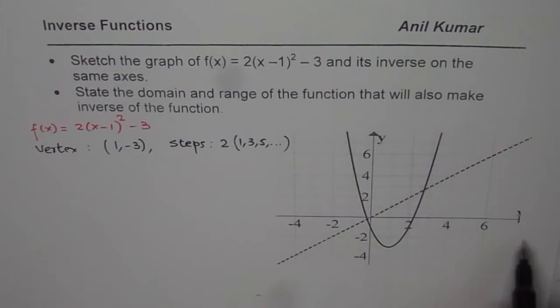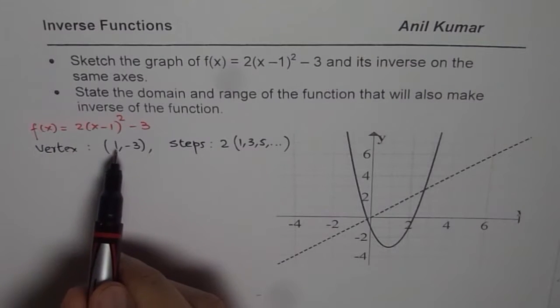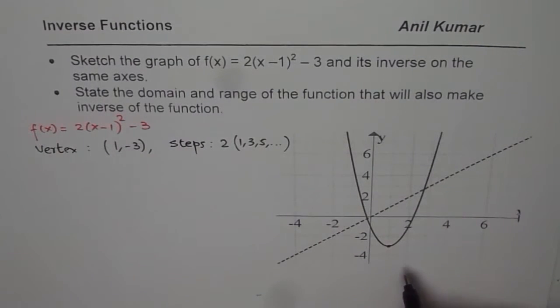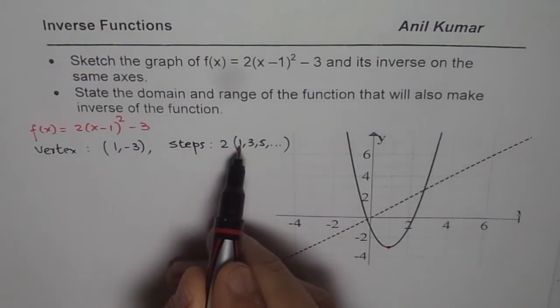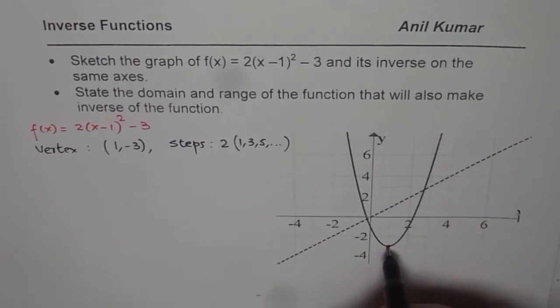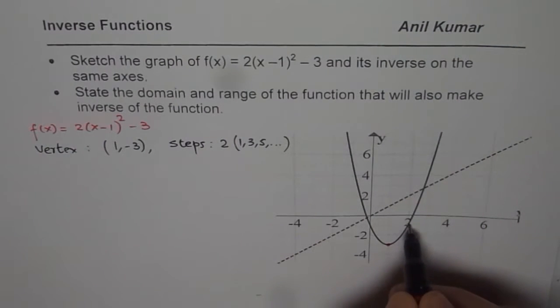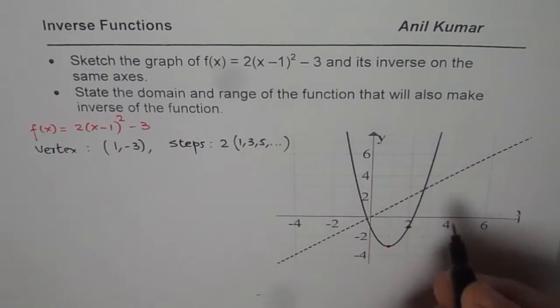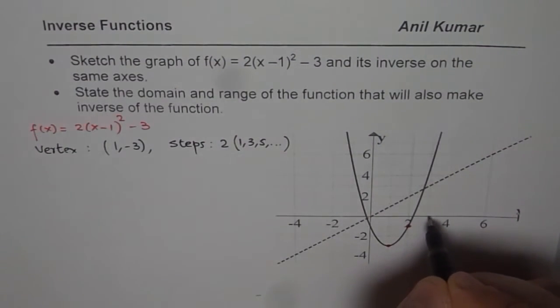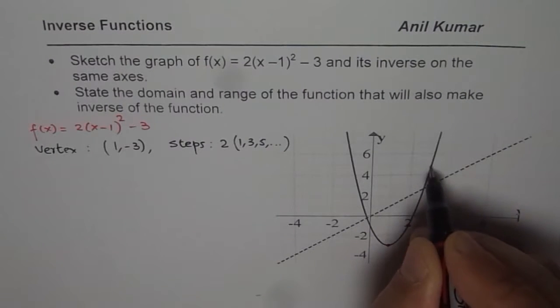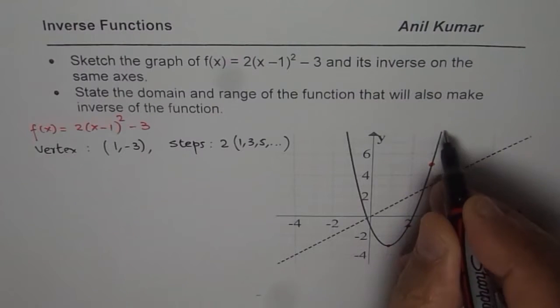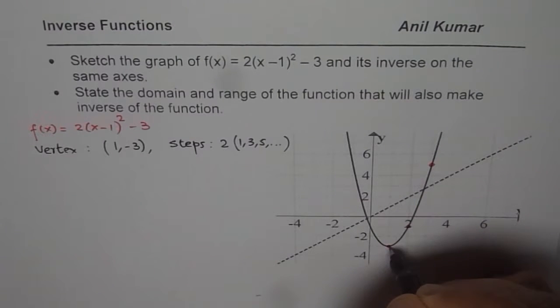On the coordinate axis, we will locate the vertex, which is (1, minus 3). Once you locate the vertex, then follow the steps. 2 times 1 is the first step. When you move 1 unit to the right, go 2 steps up, so you get this point. Then the next step will be 6, 2 times 3. When you move 1 unit more to the right, go up 1, 2, 3, 4, 5 and 6. So you get the next step. Likewise, you can make steps and draw half of the parabola.